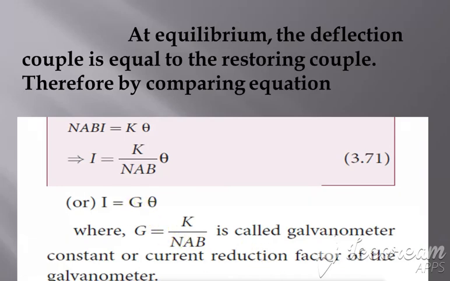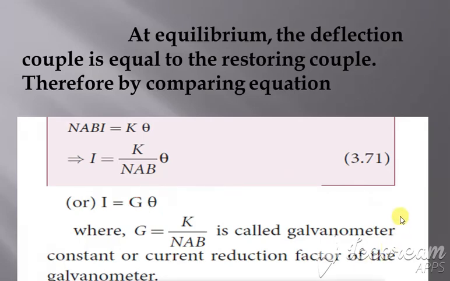Okay? Because what have we said, I is equal to G into theta. G is a constant. So if it is a constant, what can we write? I is proportional to theta, where I is the current. That current is always proportional to the deflection. Yes, clear with this? Okay.